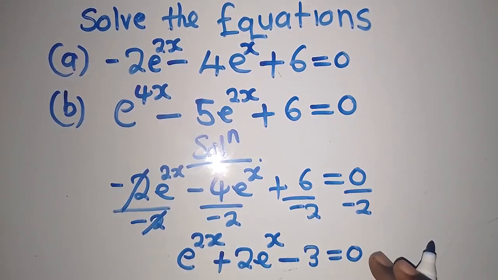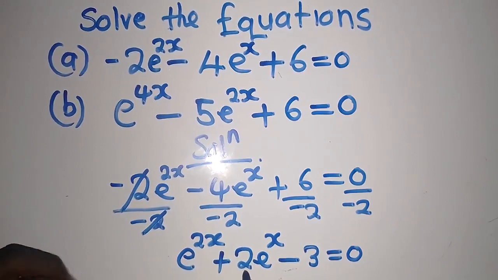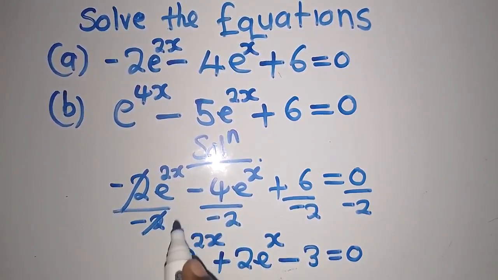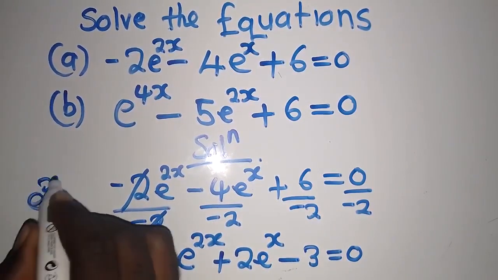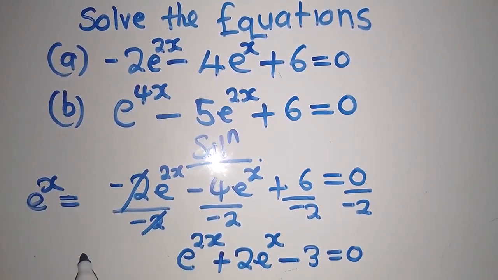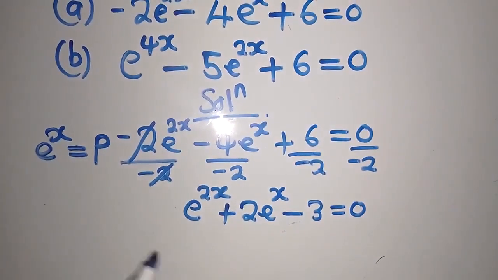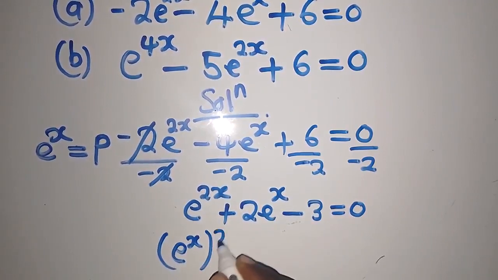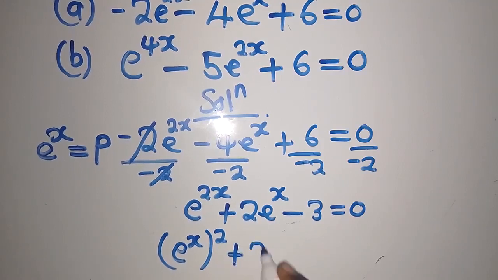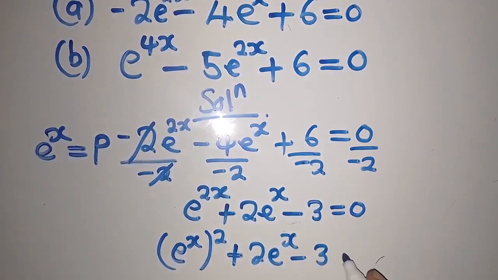With this, the next thing we need to do is come up with proper expressions. In this question we need to equate, saying that e power x should be equal to p. So e power 2x is the same as (e power x) squared, then plus 2e power x, then minus 3, which is equal to 0. This is what I need to do.